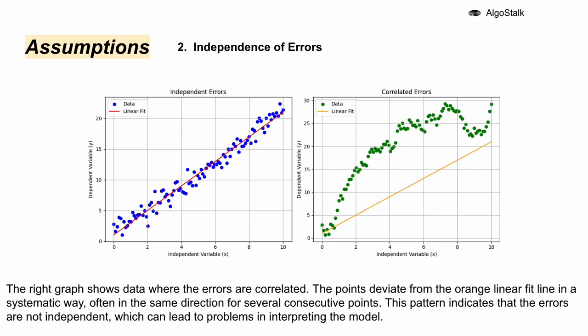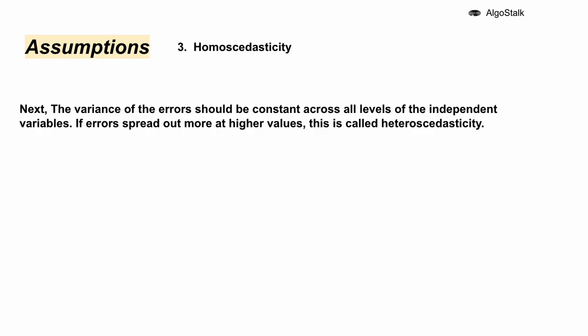The right graph shows data where the errors are correlated. The points deviate from the orange linear fit line in a systematic way, often in the same direction for several consecutive points. This pattern indicates that the errors are not independent, which can lead to problems in interpreting the model.